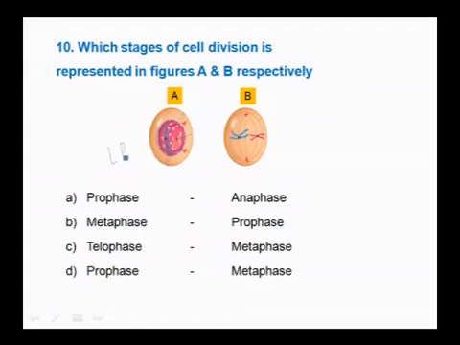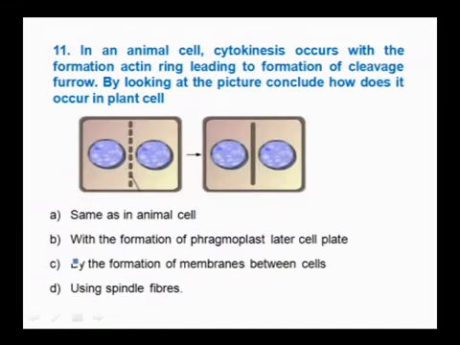And the second diagram does not show any nuclear membrane, and all the chromosomes have come and arranged themselves at the center of the cell, which you call the equator. So the first stage is prophase and the second stage is metaphase. So the answer for this particular question is D, prophase and metaphase.